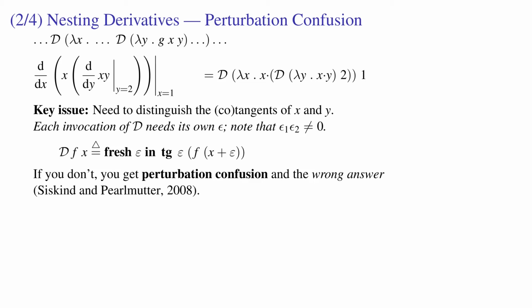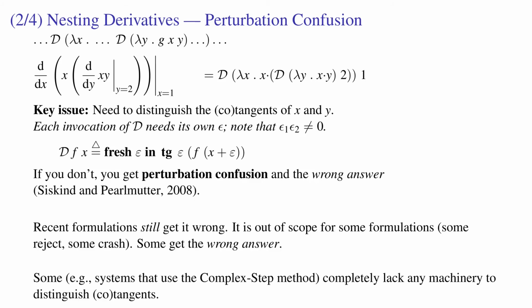When I say epsilon I or a different tag, these might be implemented in lots of different ways, like by nested structures with existential types for safety or a variety of other techniques. We're abstracting all that away and just saying tag, different epsilon tags, different indices. Recent formulations often still get this wrong. For some of them, it's out of scope. You can't even express nesting. For others, they crash or get the wrong answer.